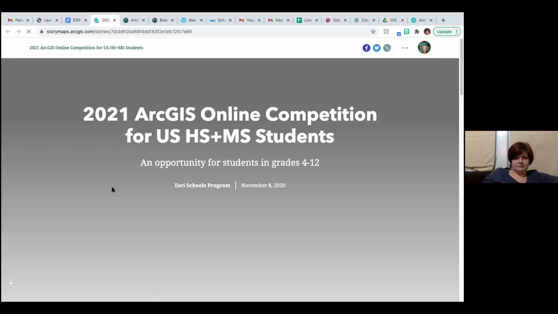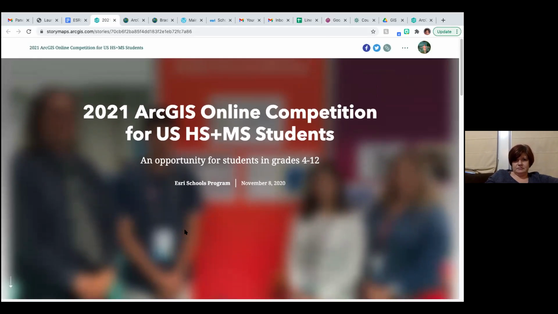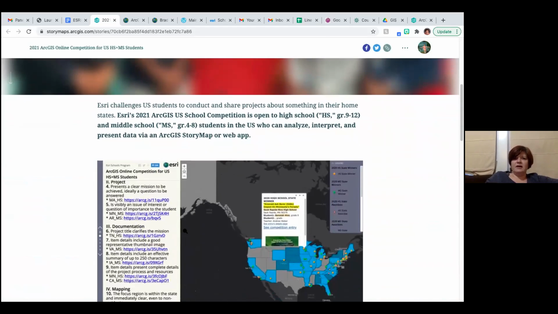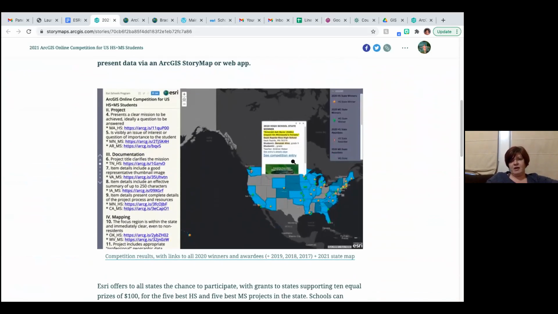So for the 2021 competition, ESRI challenges US students to conduct and share projects about something in their home state. So it can be anything about the state of Maine. ESRI's 2021 ArcGIS US School Competition is open to high schoolers and middle schoolers in the US who can analyze, interpret, and present data via an ArcGIS story map or web app.